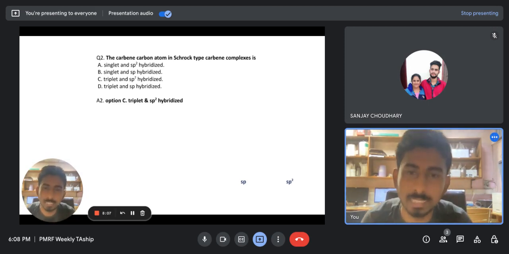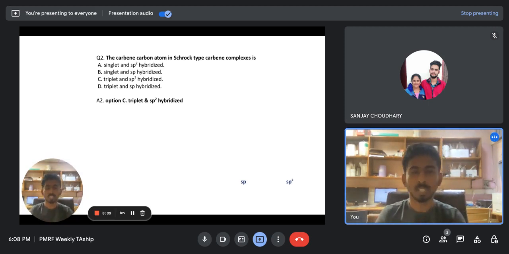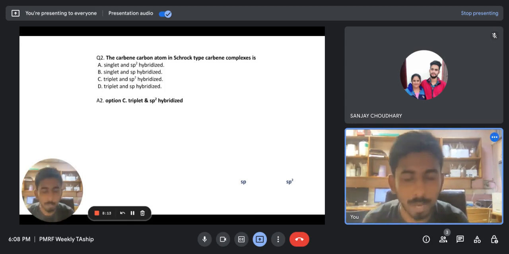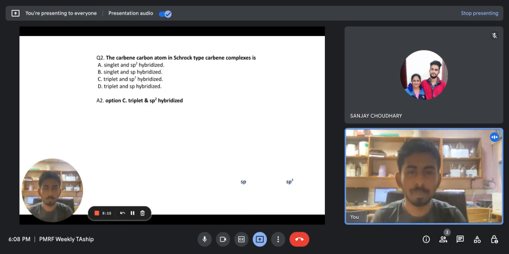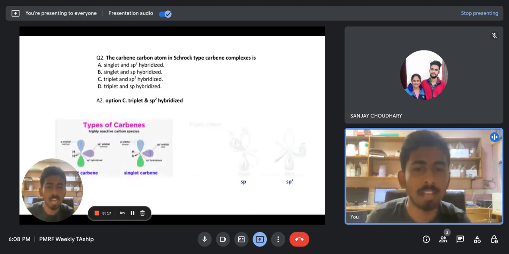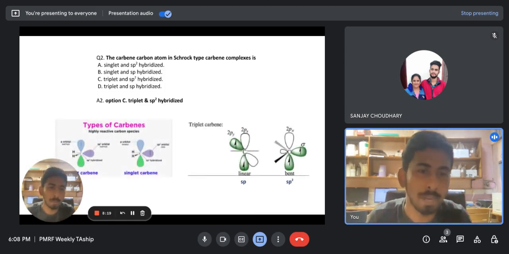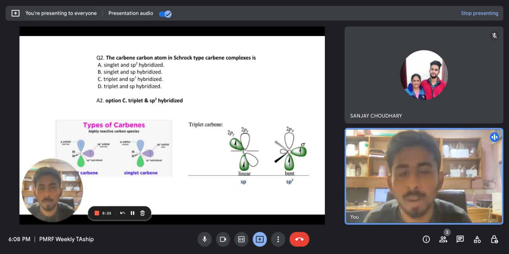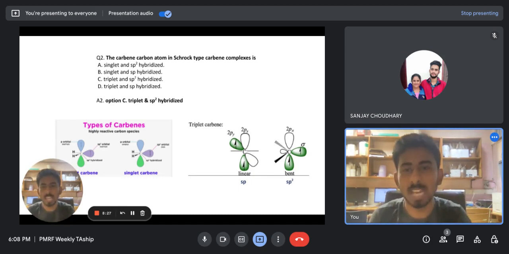Still I have stated it is triplet and sp2 hybridized, but I will state how this can be modulated with the aid of this molecular orbital picture. So here I have stated these two orbital questions. The triplet carbenes are reverse in their activity or their properties in contrast to the Fischer type of carbenes.